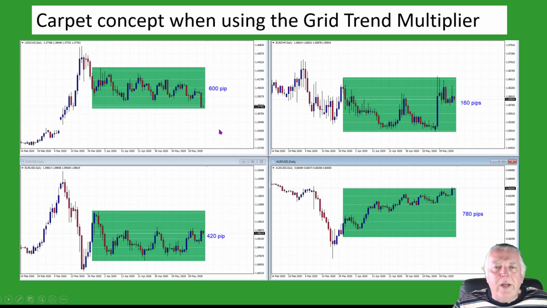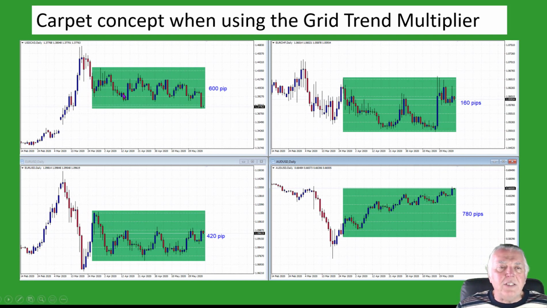Now what I want to introduce you to is a carpet concept. When you're trading the Grid Trend Multiplier, you're essentially building a carpet of open deals. I call it a carpet, or you can call it a blanket. It's an area or a range, and the green that you see on these charts represents the carpet or the range that was developed as a result of the trading that happened over that period.